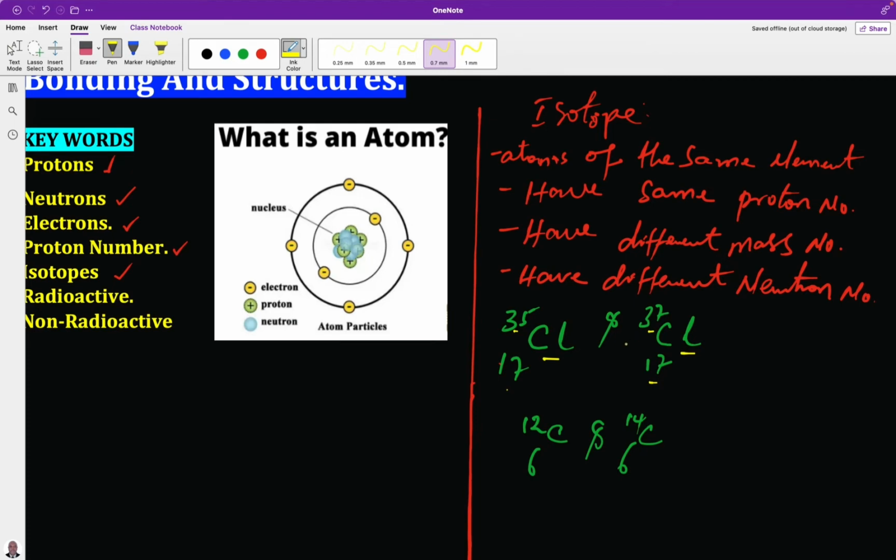As a result of what? As a result of the different number of neutrons. These have different numbers of neutrons. So that is the simple definition for isotopes.